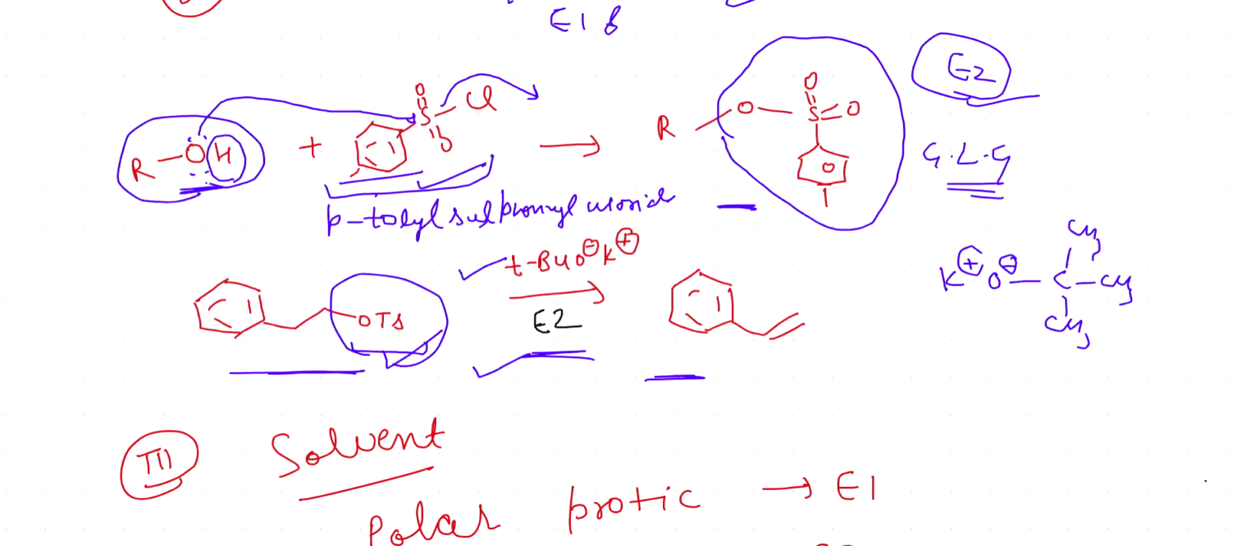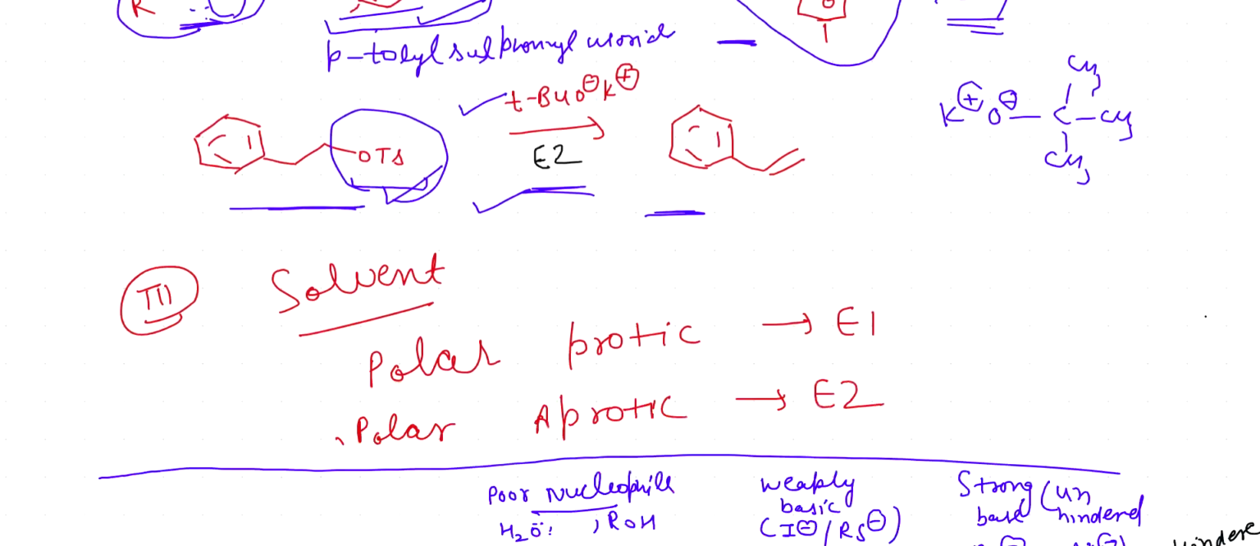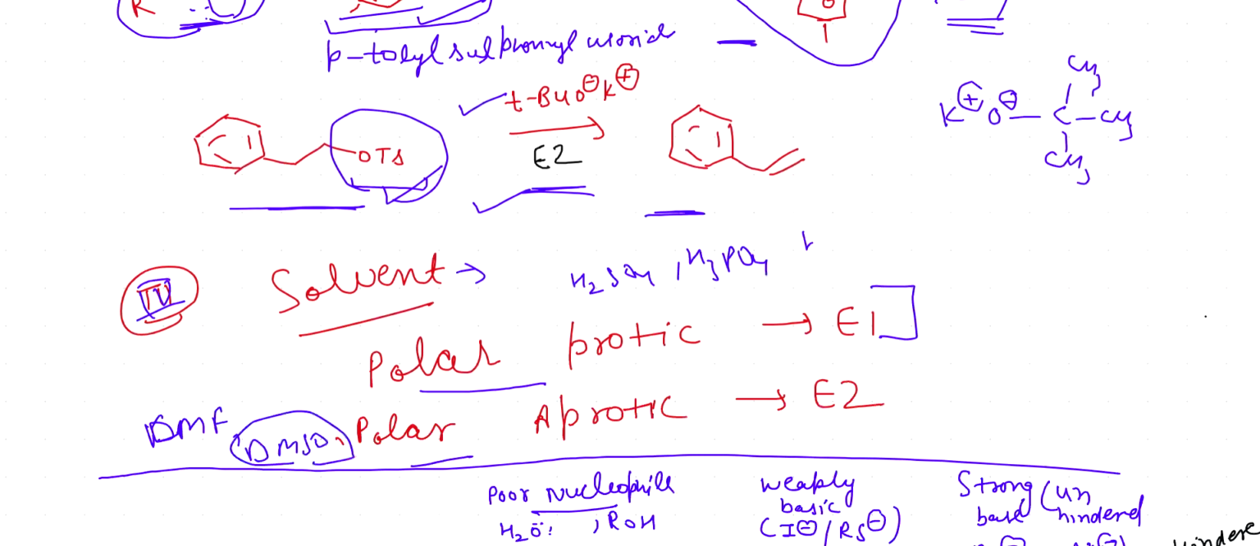So next is the nature of solvent. This is our fourth factor. Nature of solvent. If we have been using polar protic solvents such as H2SO4, H3PO4, then the reaction will proceed via E1 mechanism. Otherwise, such as DMF, DMSO, these are all polar aprotic solvents, then the reaction will occur via E2 mechanism.